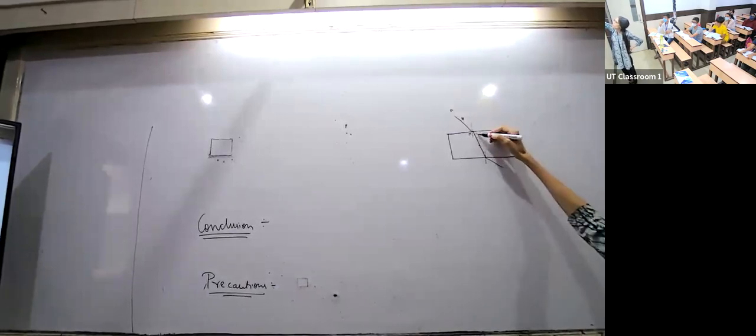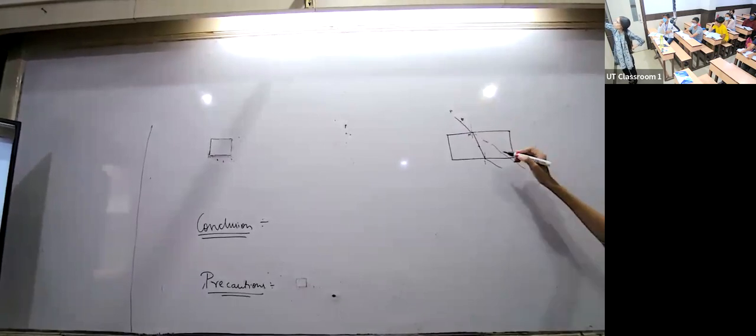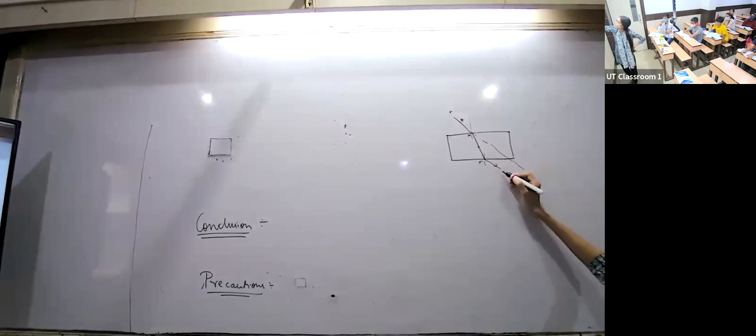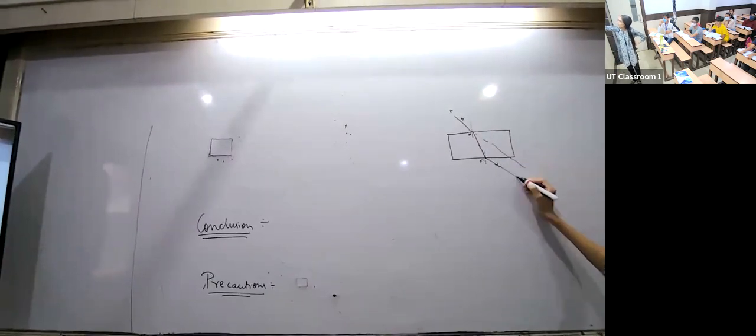Please use a ruler to draw this because I'm not able to draw it properly. What did I name over here?